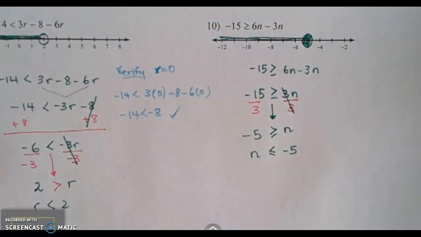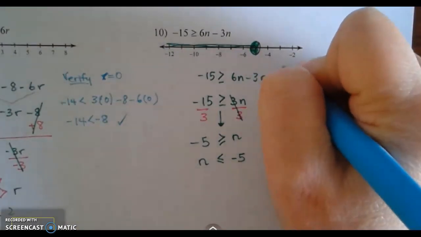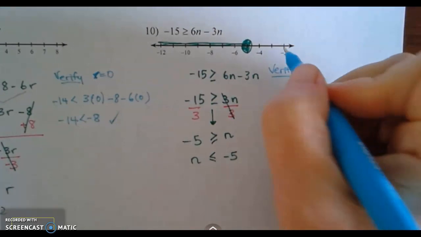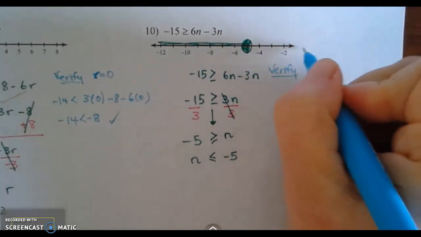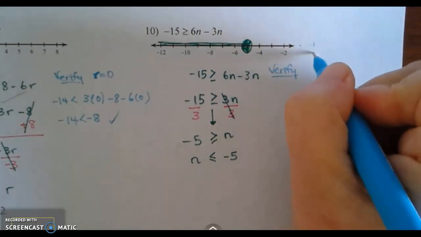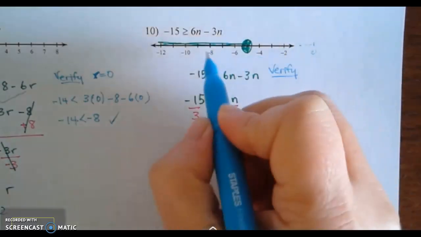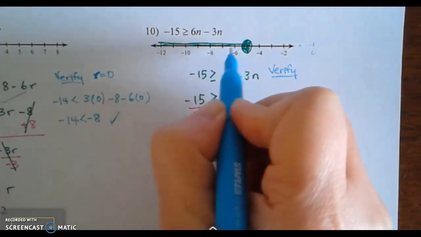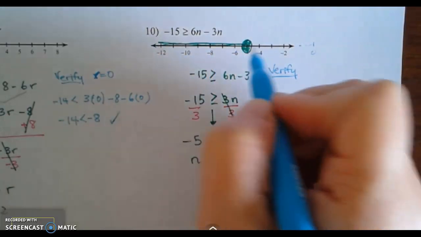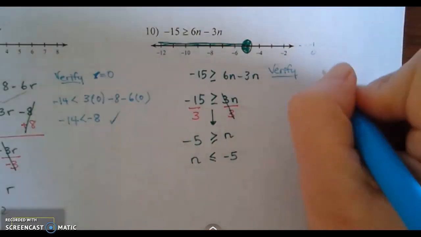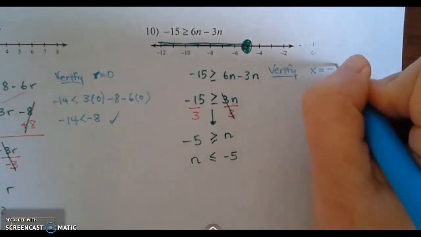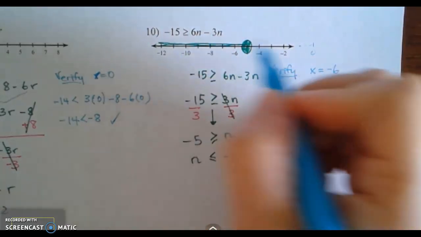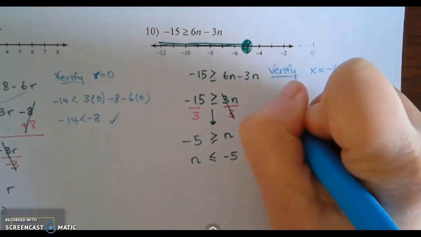Okay, now let's go through the verification. Remember 0 will be somewhere here, and according to this, 0 is not part of the solution because it's not in the shaded area. So I need to pick some number that is easy. I'm going to choose x is equal to negative 6. And when I substitute x is equal to negative 6, it should come out as true. Okay, let's see if that is true.